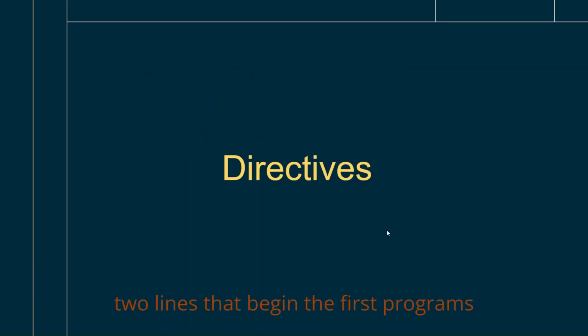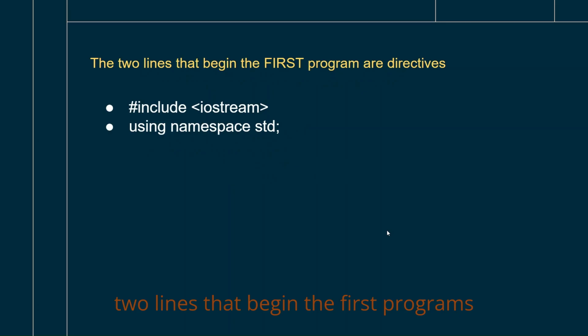Now we will discuss what directives are. The two lines that begin the first program are directives. The first is the preprocessor directive and the second is a using directive. They occupy a sort of gray area in the Visual Studio software. They are not part of the basic C++ language, but they are necessary anyway.